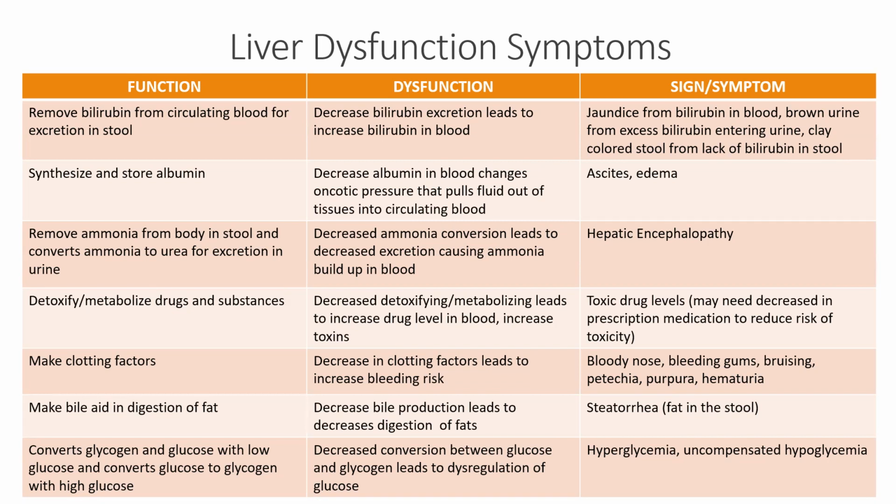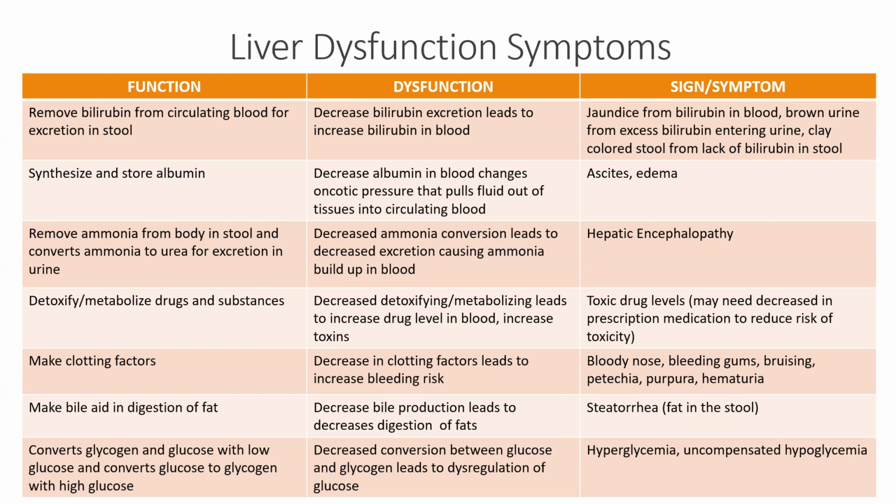The liver synthesizes and stores albumin. Albumin is a large molecule that plays a role in oncotic pressure. Without albumin, fluid will shift out of the hepatic circulation, the hepatic veins, and into the surrounding tissue, causing ascites.